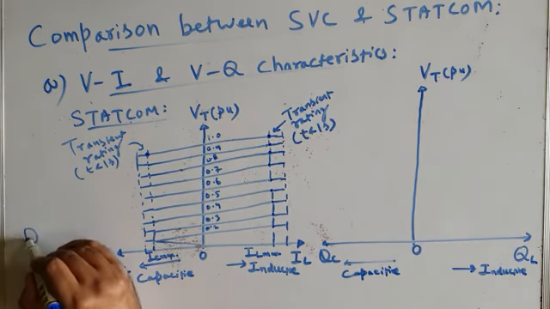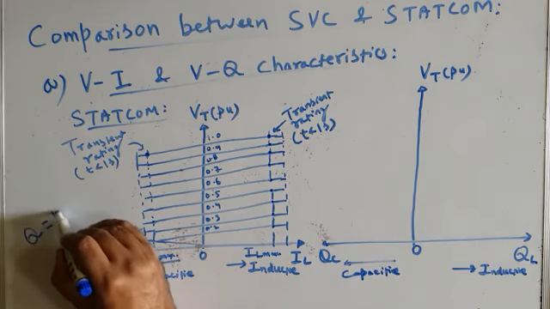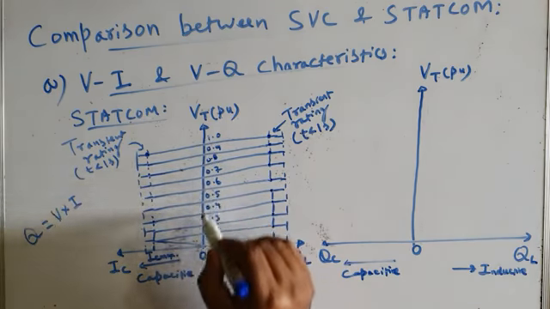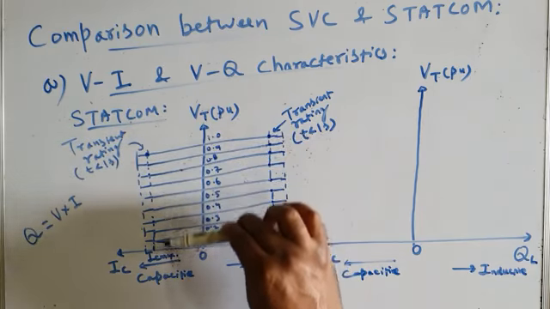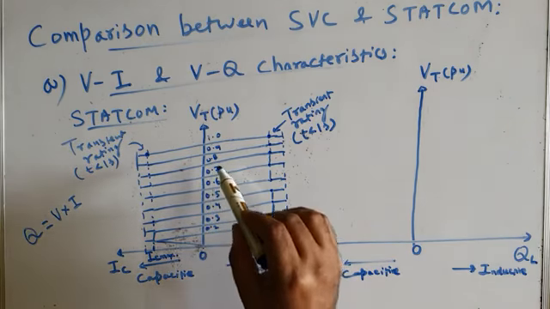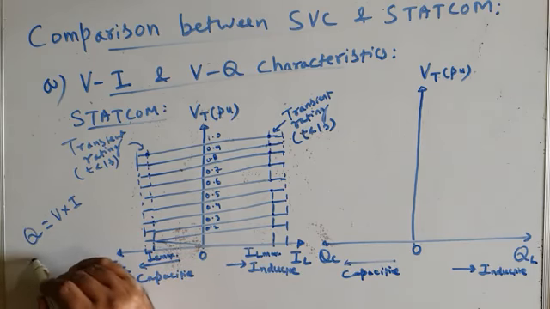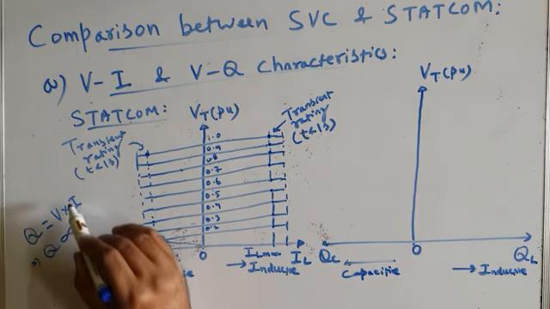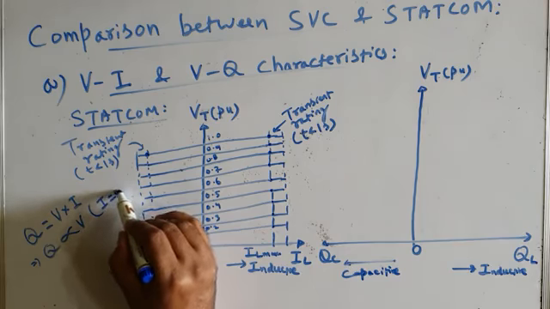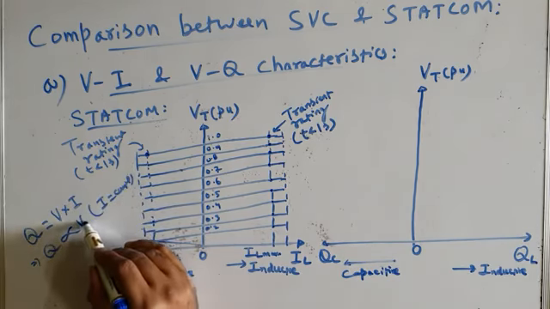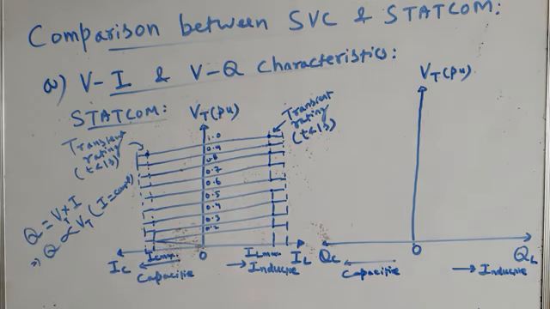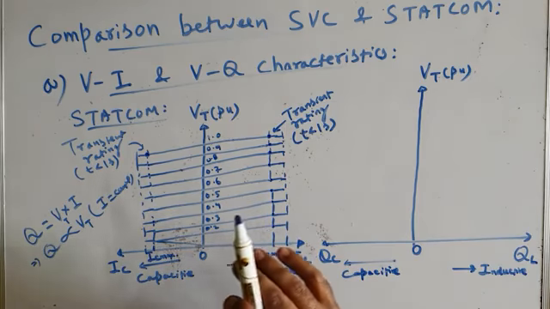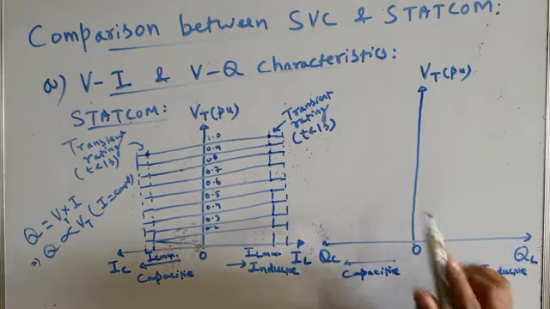Now we know that the reactive power drawn by a STATCOM is the product of voltage and current. Okay, and since current is independent of the voltage, you can see here from this VI characteristic, the current drawn by a STATCOM is independent of the voltage, it remains constant. So that means the reactive power drawn by a STATCOM is directly proportional to voltage, because current I is constant. Let me call this voltage Vt, so Q is directly proportional to Vt. Okay, so this gives us an idea about what these QV characteristics or VQ characteristics should look like.